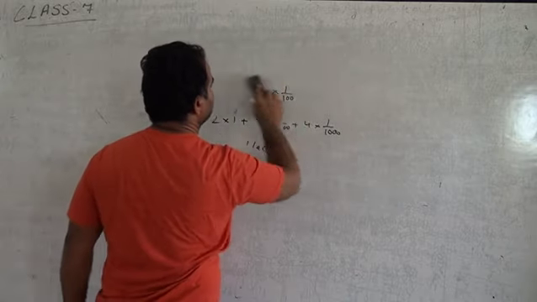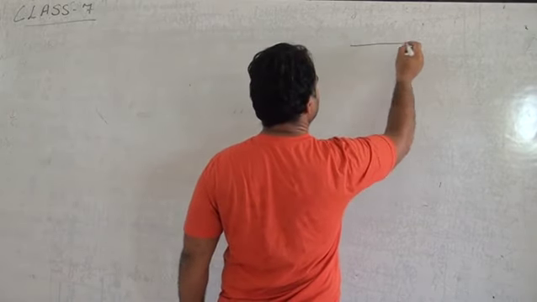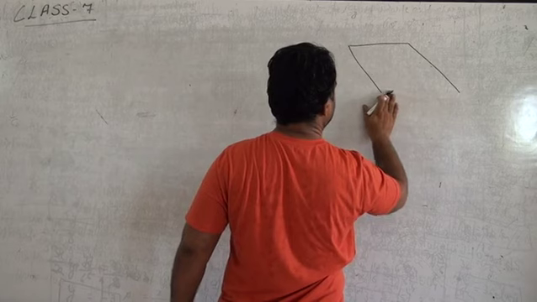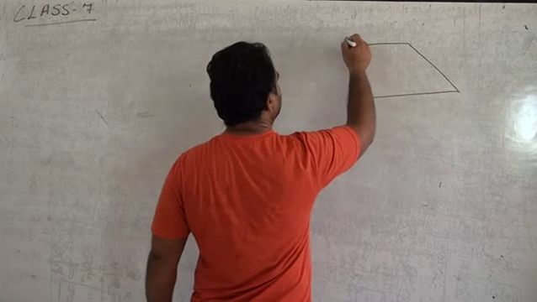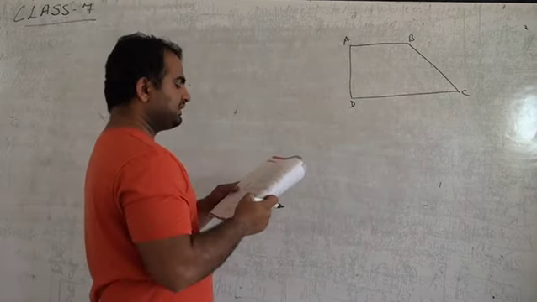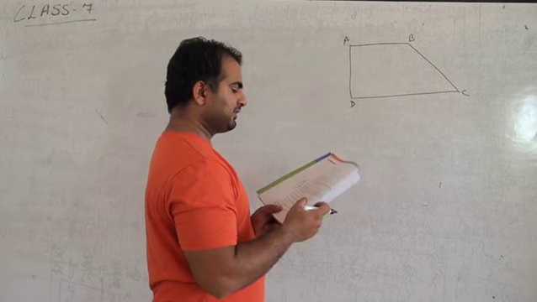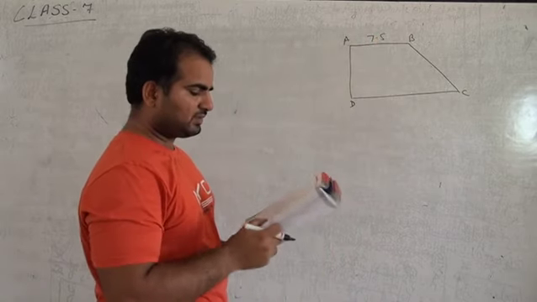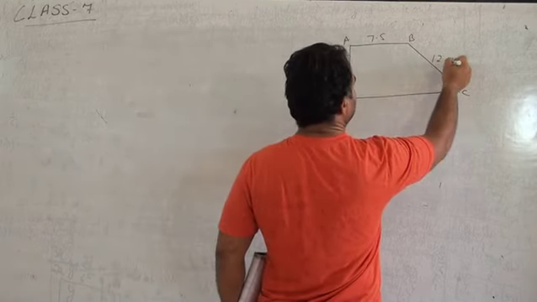Question number 7. A diagram is given. The diagram shows points A, B, C and D. Dinesh went from place A to place B and from B to C. A is 7.5 km from B. Next, B is 12.7 km from C.